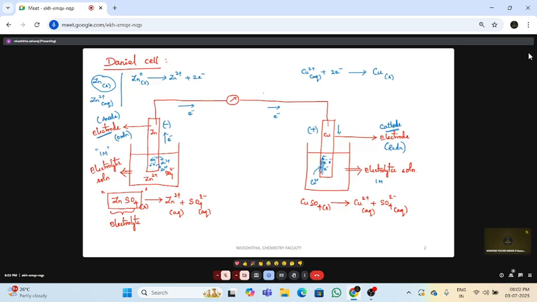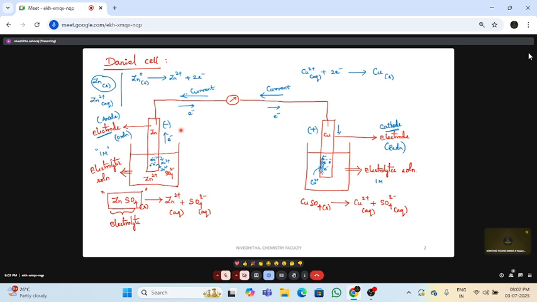But actually, current is not generated. In physics lab, you would have observed that for any current to flow, the circuit has to be closed, right? So let us see whether the circuit is closed or not. Electrons are generated here and move from zinc to copper through this conducting wire. But the circuit is not closed yet. Since the circuit is not closed, current is not generated.